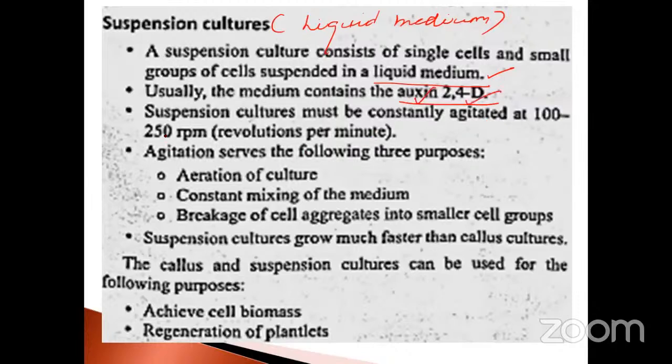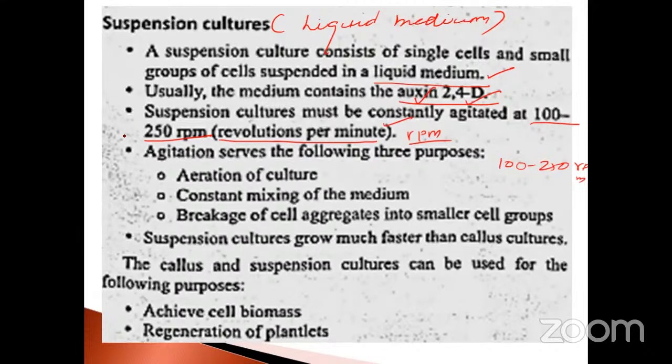Dichlorophenoxyacetic acid. Suspension culture must be constantly agitated at 100 to 250 RPM. This is a very, very important word. They ask the question, what is RPM? Small r, small p, small m. Revolution per minute, otherwise called rotation per minute. You have to correctly identify which one is revolution per minute. Revolution per minute, 100 to 250 RPM.